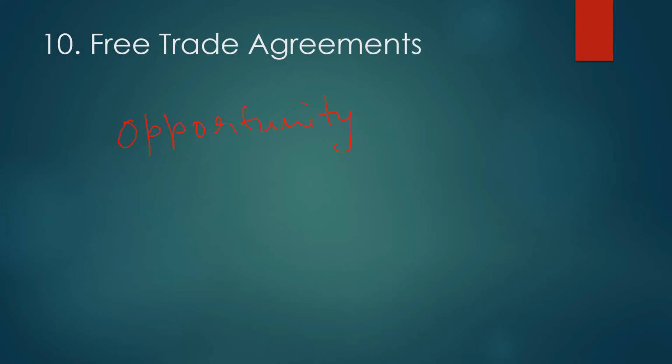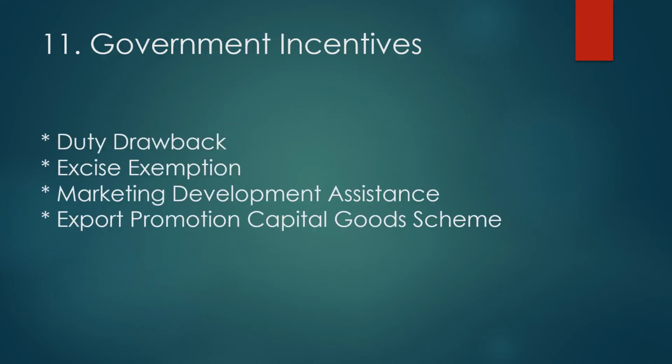Let us go to the next point. Free trade agreements. A number of countries are active in signing free trade agreements with other countries to increase trade. Such agreements provide an opportunity for business firms to enter export markets to take advantage of the market potential. So this can also be one of the reasons to enter into the international market, because when a country signs a lot of free trade agreements, a lot of opportunity develops for the business firms to enter into export markets.